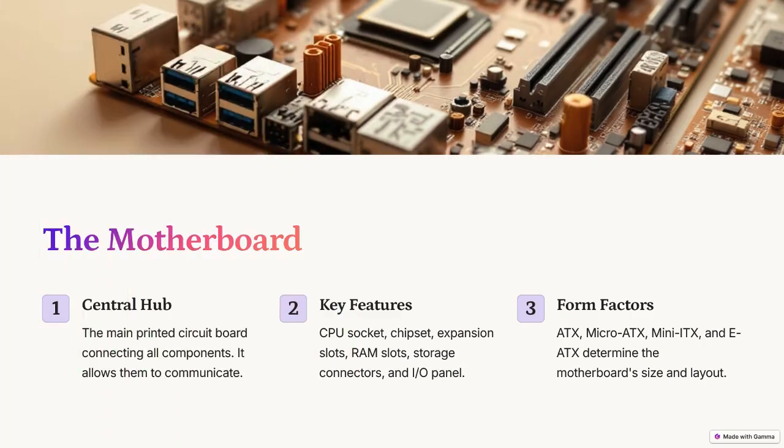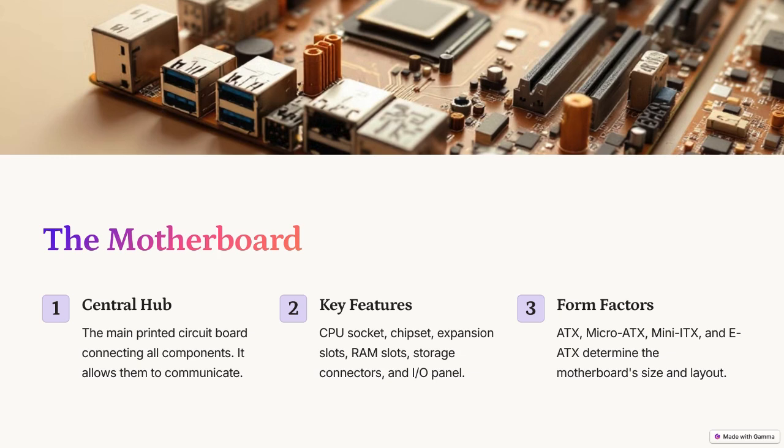The motherboard, your computer's central hub. At the heart of any computer system is the motherboard, the central circuit board that connects everything together. Think of it as the nervous system of your computer, facilitating communication between all components.